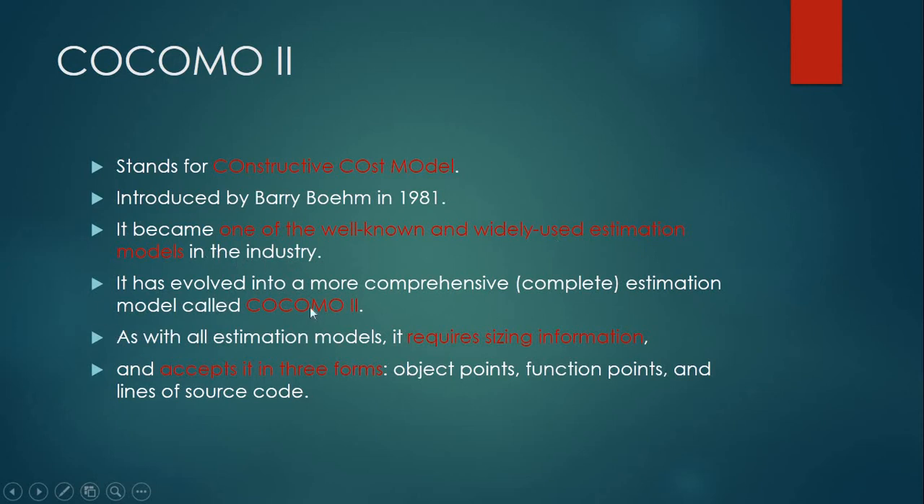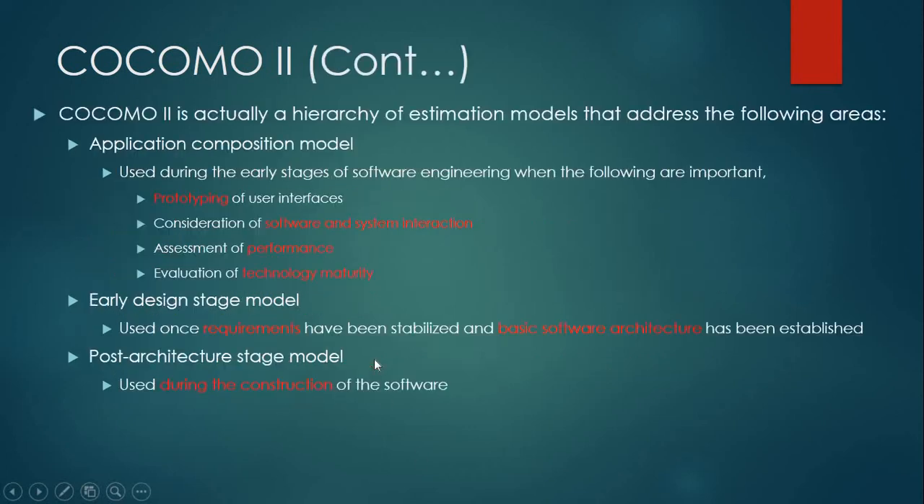It has evolved into a more complex estimation model called COCOMO 2, means from the COCOMO model we have generated a COCOMO 2 model. As with all estimation models, it requires sizing information. COCOMO also requires sizing information, and it accepts three forms: the object point, the function point, and the line of source code. So the sizing requirement will be accepted in these three forms.